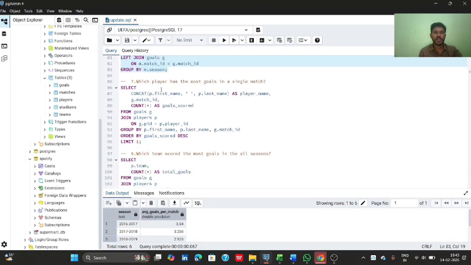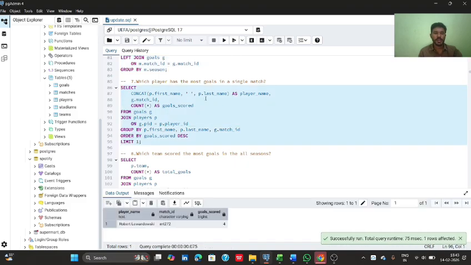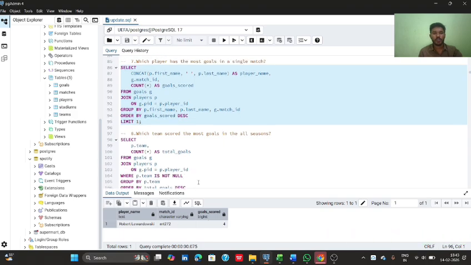Next one is which player has the most goals in a single match. They asked for a single match. That is the player name, match ID, and goals scored. It is the match ID I mentioned. A total of 4 scored.